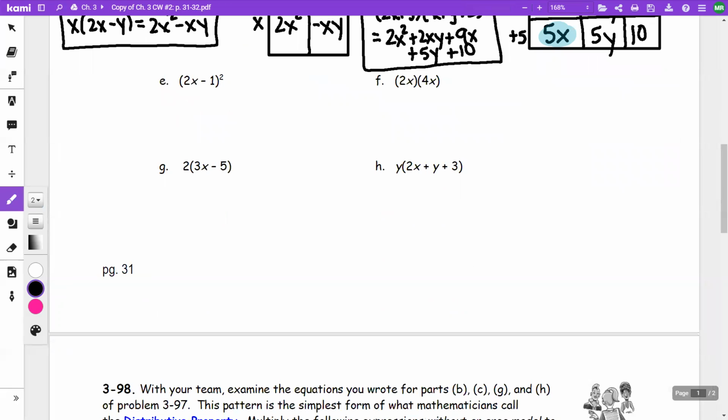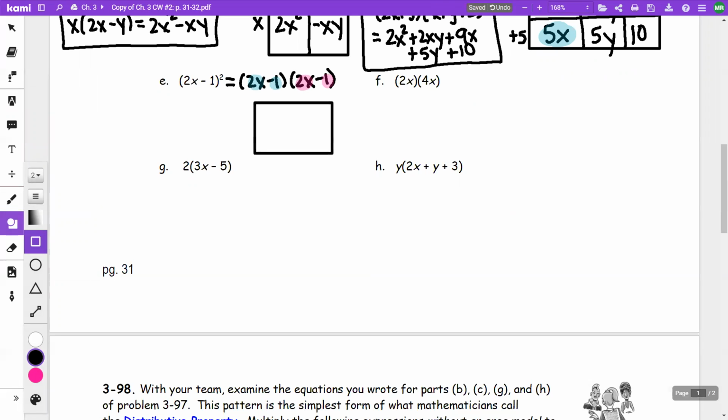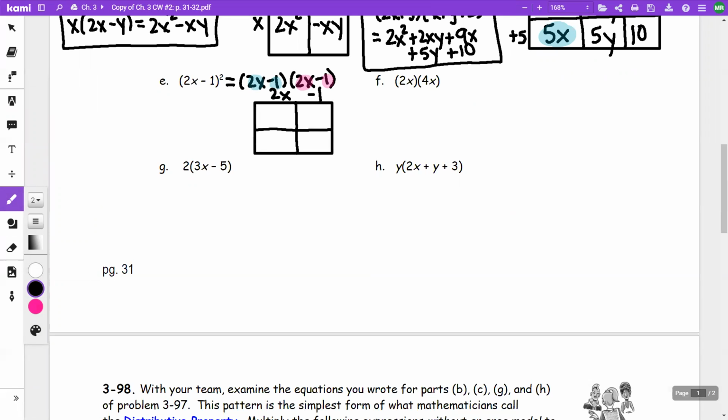Okay, now on E, you want to be careful. It is not going to be a 2x minus 1 where I just square each piece. It's a 2x minus 1 times a 2x minus 1. That's what I need to write. So I'm going to have a binomial, 2 terms. This is what that means. And another binomial, 2 terms. So I'm going to have a 2 by 2 box. Okay. 2 by 2. And I'll have a 2x and then again put the minus with the 1, and here 2x and then put the minus with the 1.